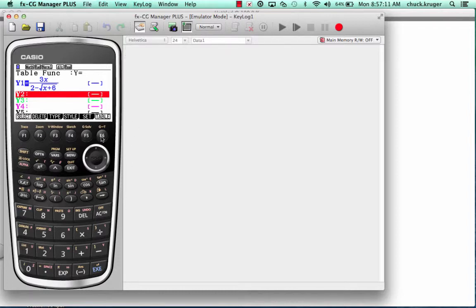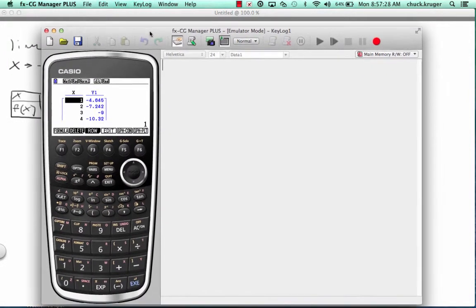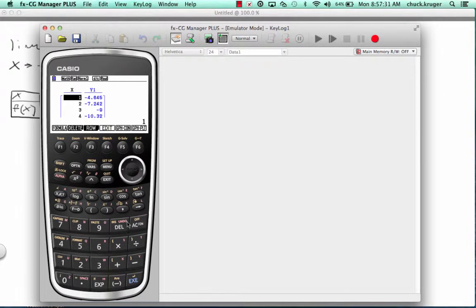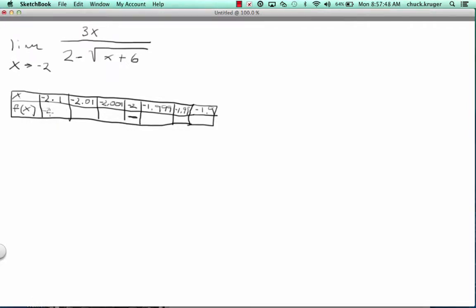And I'm going to create my table first of all, so I'm going to press F6, and I'm going to put in my values. Again, I want it to be what it approaches. So if you take a look at my table here, I have negative 2.1, negative 2.01, negative 2.001. And I encourage you to use this on your calculator, on a TI or a Casio. So I'm going to enter this first value, negative 2.1, and I get negative 250.4.